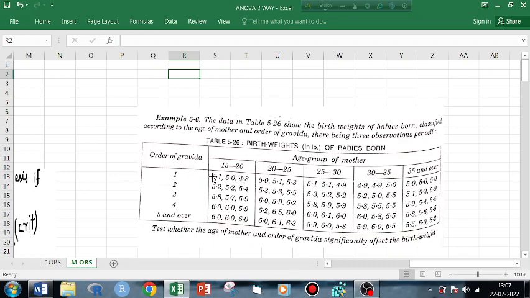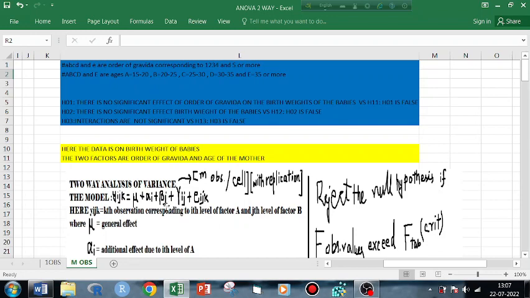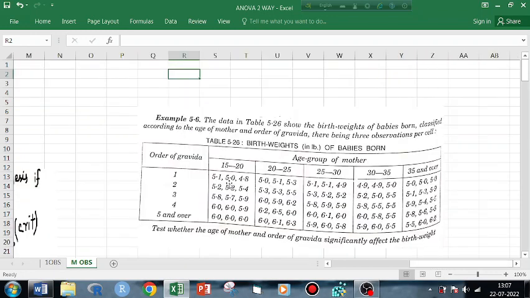So we are using the two-way ANOVA, and we have m observations. We have 3 observations per cell. Here m is 3. So we are getting an estimate of the interaction of the two factors in a better way. So we are using the two-way ANOVA model with more than one observation per cell, and we are considering this interaction factor here. The birth weights are affected by the two factors. The factors are the order of gravida and the age group of the mother.